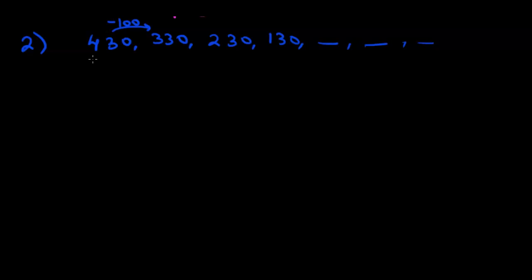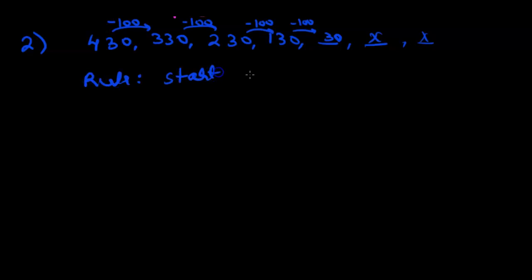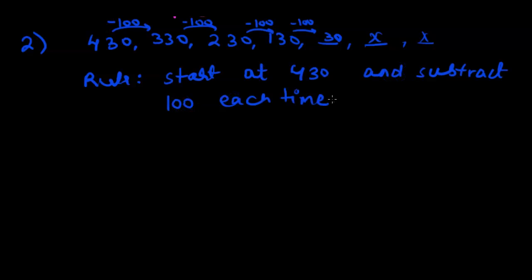For example, if we are given 430, 330, 230, 130 and so on, and they ask us to fill the blanks. We see that from 430 to 330, we have to subtract 100 because this is smaller than this. Similarly, from 330 to 230, we subtract 100 again. And so on, we do the same thing. Now if I subtract 100, I'll be able to get 30. I don't know what to write further, so I don't have to fill these up. Now the rule is start at 430 and subtract 100 each time. And this is how we do number pattern questions.